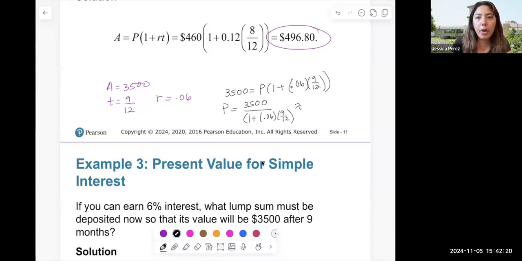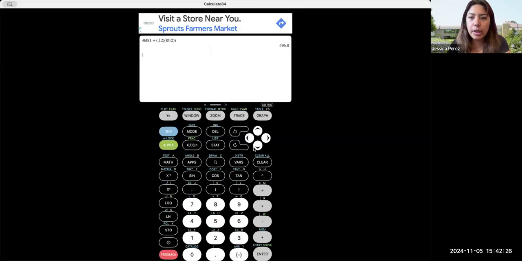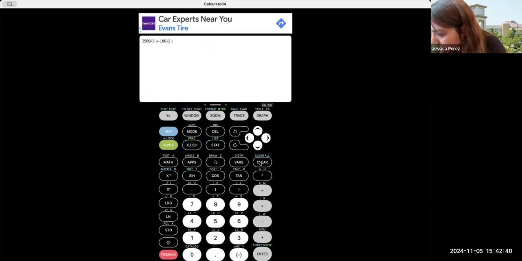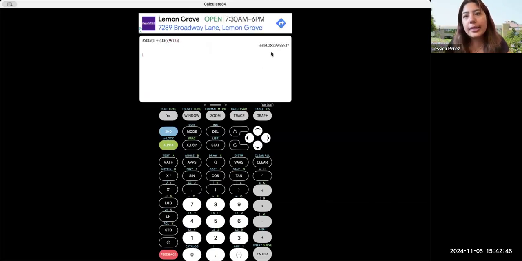And that's going to give me approximately, so let me project my calculator on the screen. It's going to be 3,500, that's my A, divided by parentheses 1 plus parentheses 0.06 close parentheses times 9 over 12, close parentheses, and then close parentheses again. That's going to give 3,349.28. And that should be my present value, or my P.